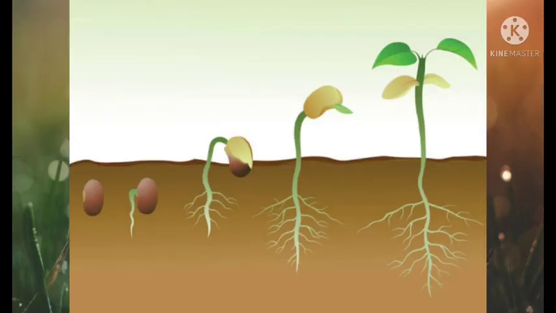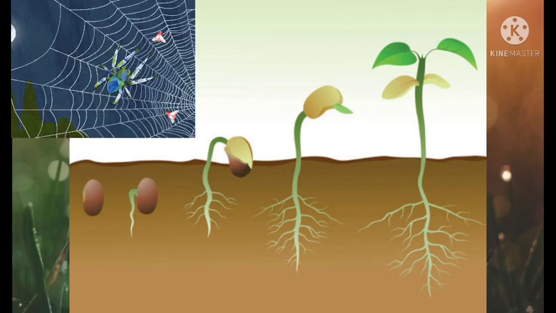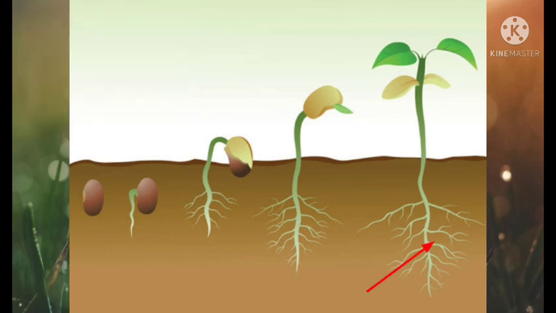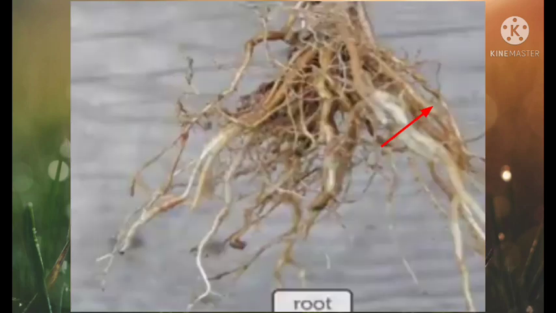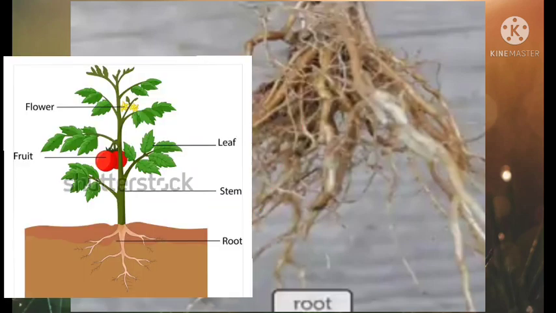Roots bind the soil particles together like a web. Have you seen a spider web, children? Like a spider web, the roots also bind soil particles together. This helps or supports the plant to stand straight or firmly on the ground. If roots were not there, what would happen? Just think. The plant cannot stand straight or erect.